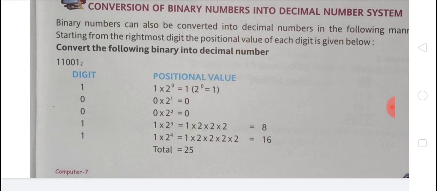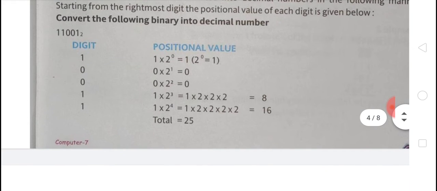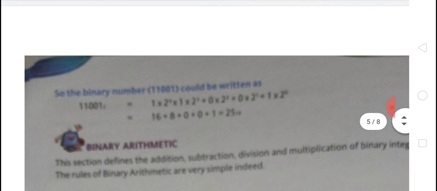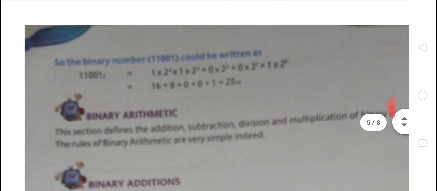So now the value 2 power 0 is 1. So the answer will come first 1. Then 2 power 1, 2 into 0 is 0. Then 2 power 2, 4 into 0 is 0. Then 1 into 2 power 3 is 8. 1 into 2 power 4 is 16. Like this, the total coming is 25 when we sum it. Like this way we can convert.